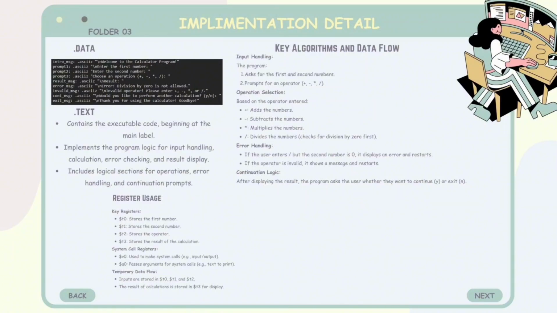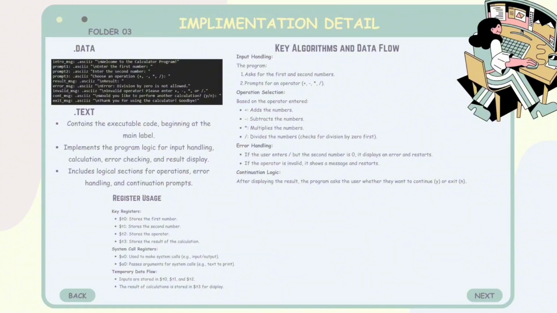Second, key algorithm and data flow. Input handling: the program asks for the first and second numbers and prompts for an operator. Operation selection: based on the operator entered, it adds the numbers, subtracts the numbers, multiplies the numbers, or divides the numbers. Error handling: if the second number is 0, it displays an error and restarts. If the operator is invalid, it shows the message and restarts. Continuation logic: after displaying the result, the program asks the user whether they want to continue, Y, or exit, N.